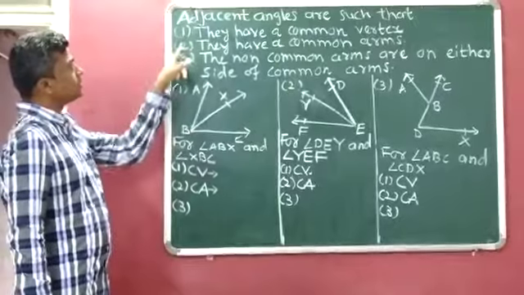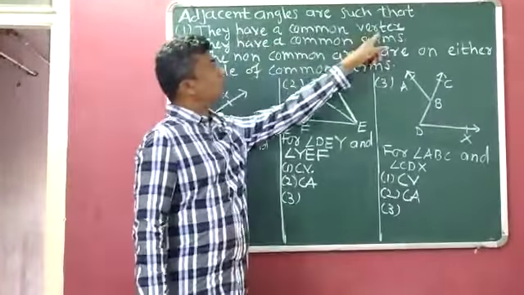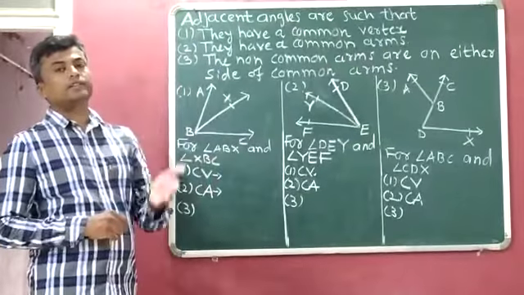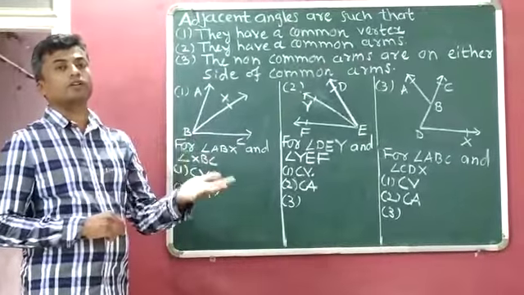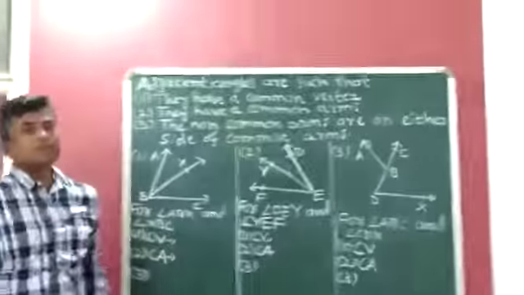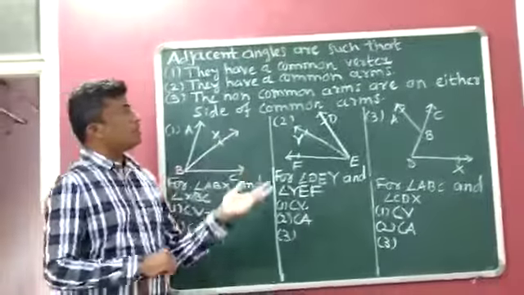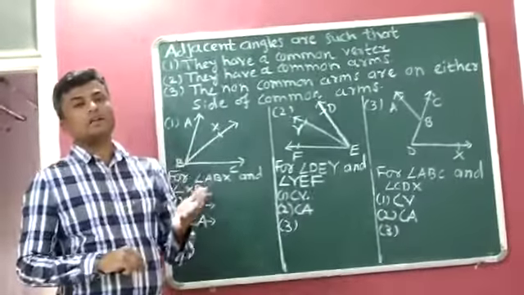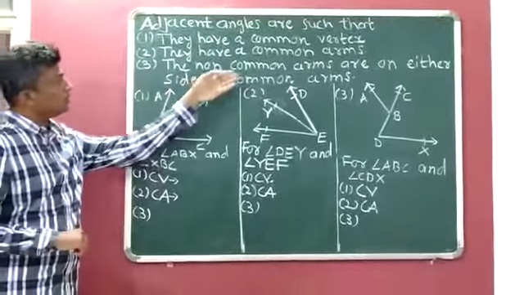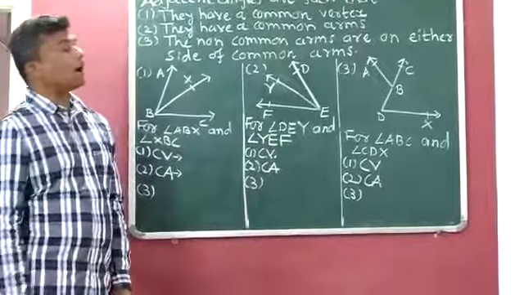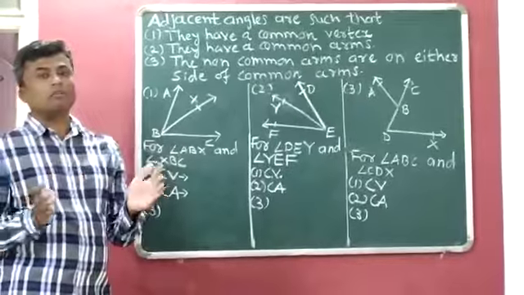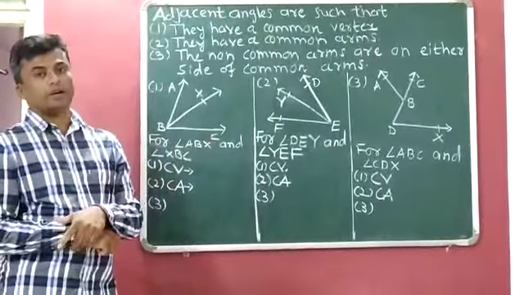Now I will explain these three points. They have a common vertex. Common vertex means any two angles have the same vertex, then this vertex is called the common vertex of the given angles. Second, they have a common arm. It means any two angles have the same arm, then this arm is called the common arm for the given angles. Third, the non-common arms are on either side of the common arm. It means non-common arms are available on both sides of the common arm.